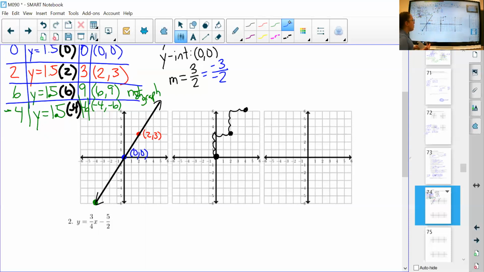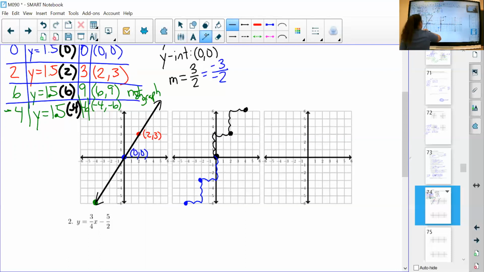So why is that useful? Well, let's start here again. -3 tells me fall down 3 and go left 2. Fall down 3, go left 2. So now I have a whole bunch of points. They all fall on the same line, so I'm convinced that I either did this right or messed up very, very consistently. And it matches up with the other one too. So all very good signs.